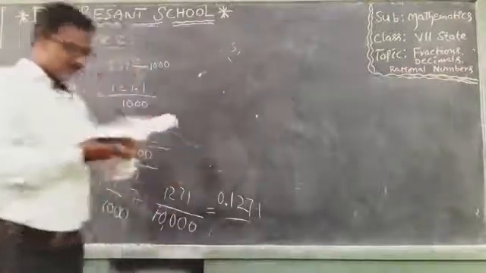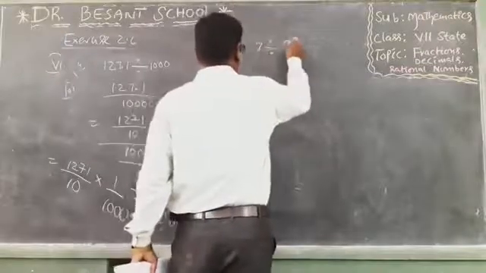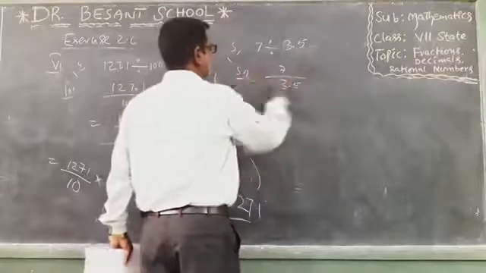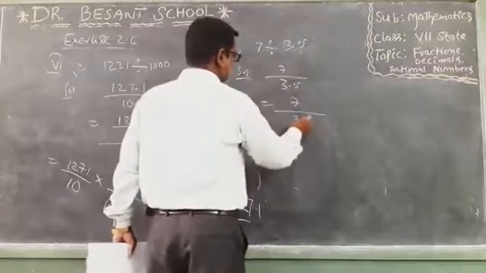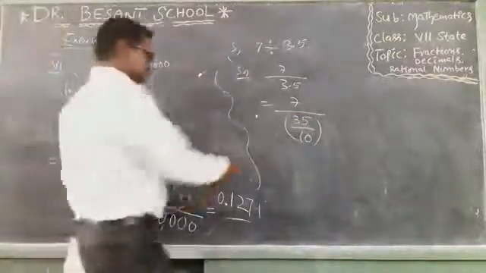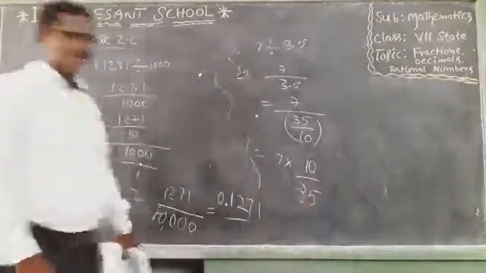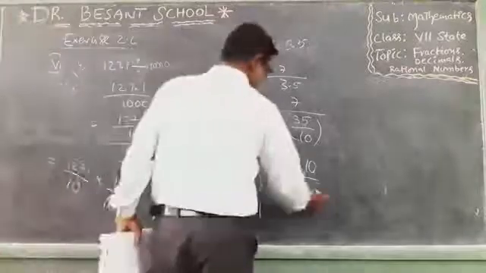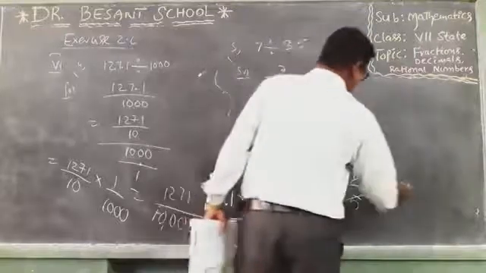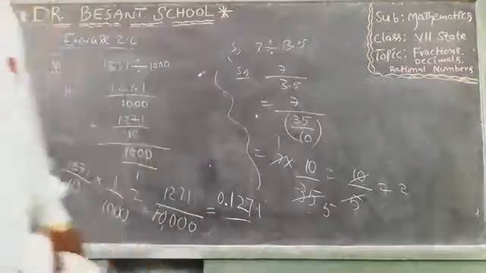Come to question number 5 from this Roman. 7 divided by 3.5. See, children, it is 7 by 3.5. 3.5, how can we write it, children? 35 by 10. It is 7 into 10 by 35, the reciprocal. 7 1s are 7, 5 7s are 35. It is 10 by 5, which means 5 2s are 10. Did you understand, children?